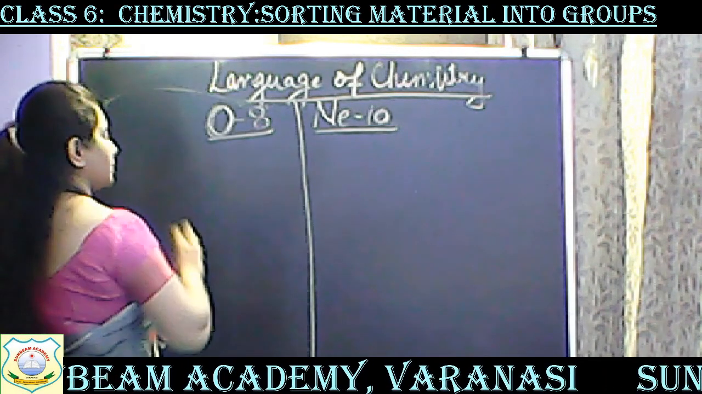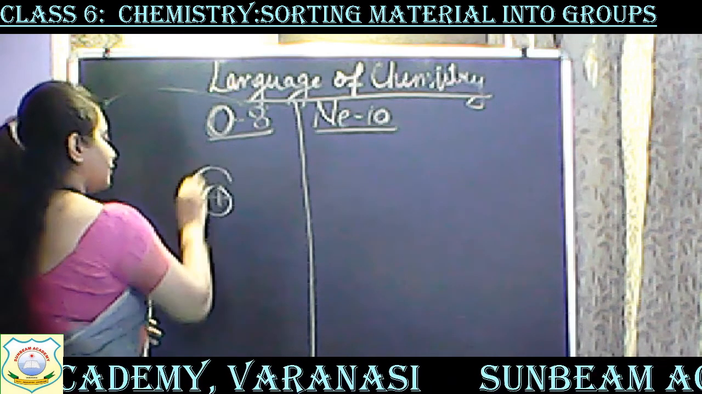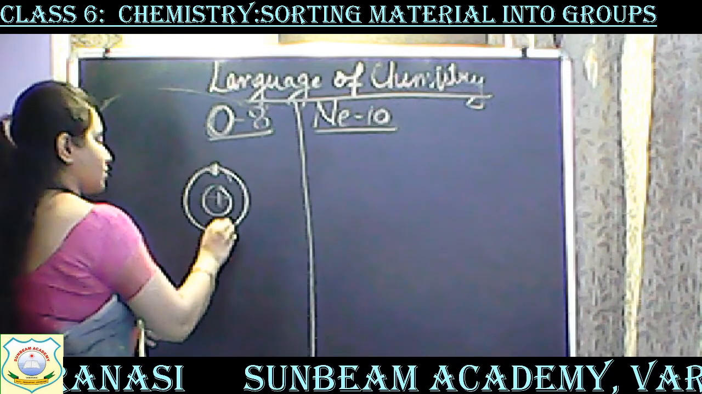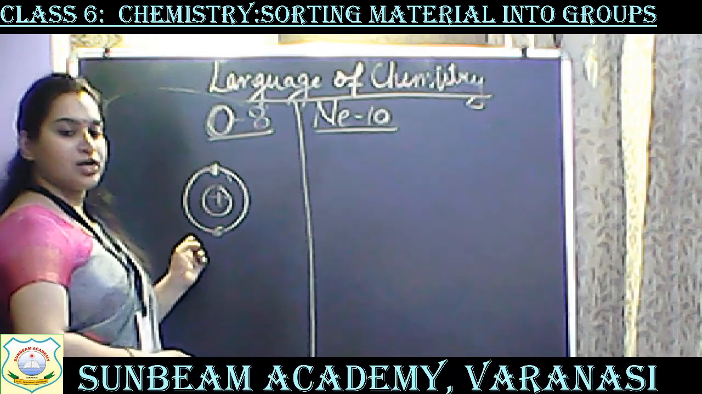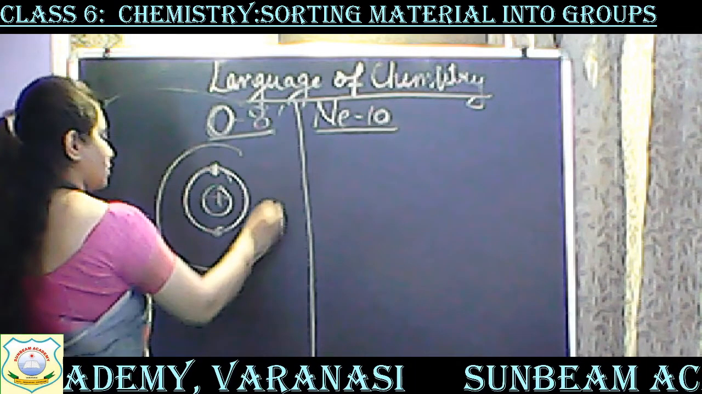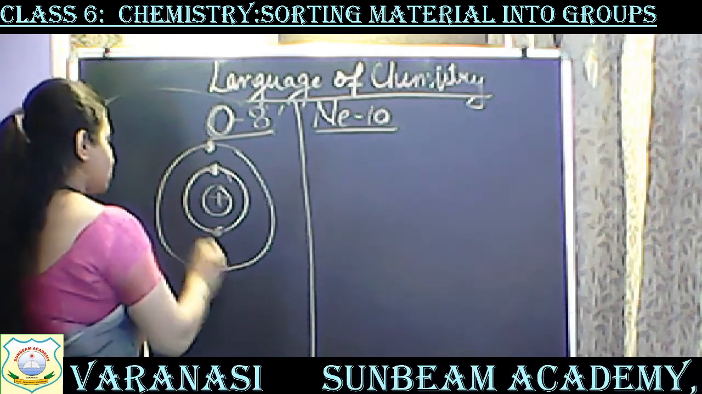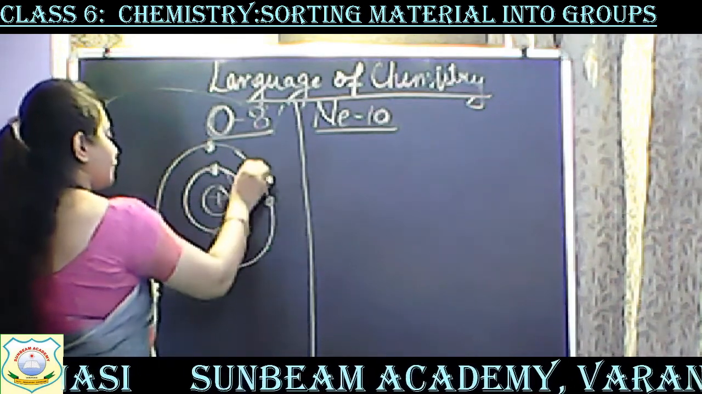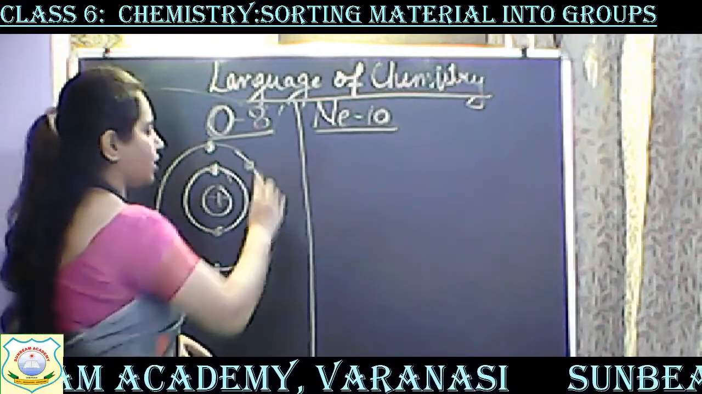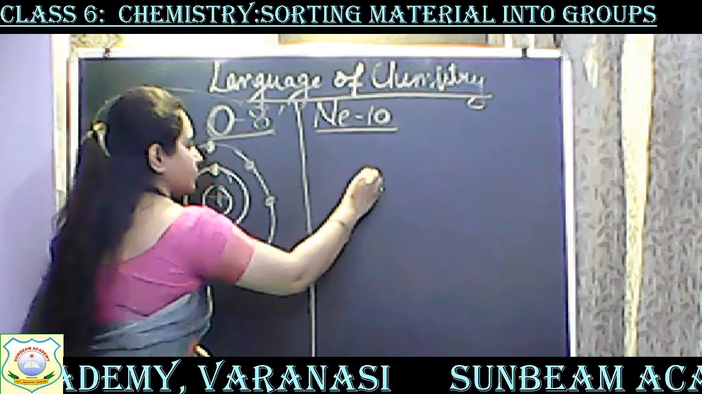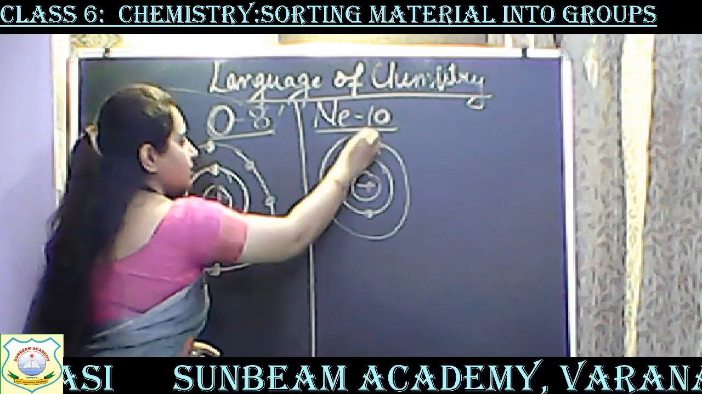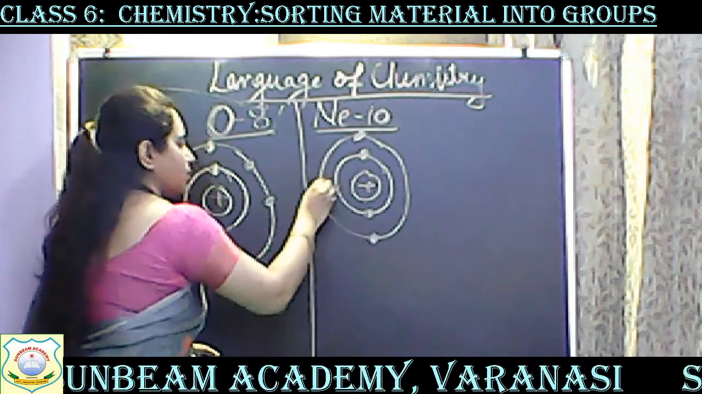So oxygen: in the first orbit we can have a maximum of 2 electrons. So 2 electrons are here. Now how many electrons are left? We are left with 6, so we can draw here 6: 1, 2, 3, 4, 5, 6. Okay? Now coming on to neon, it has 10. So in the first shell it will be 2 and in the second shell it will be 8. Alright?